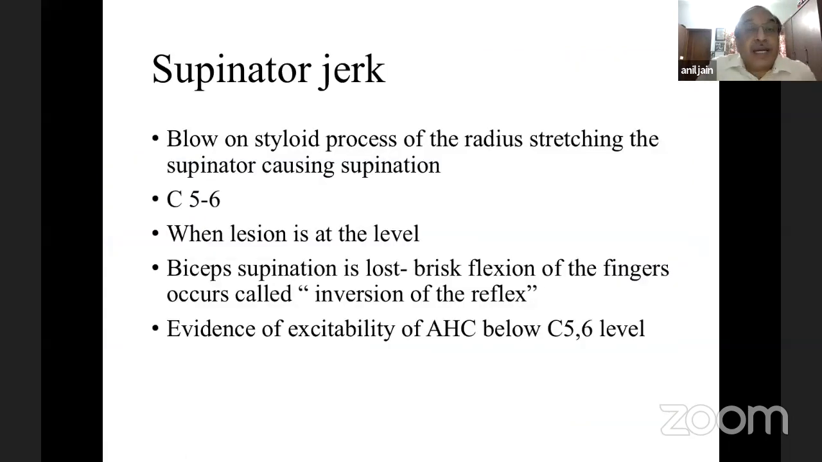Now, supinator jerk. I remember when the last time this class was going on, one of the students asked what the supinator jerk is. When you put a blow on the styloid process of the radius, generally there is a supination of the forearm as the response. Now, when there is a lesion at C5, 6, then biceps and supination are lost and there is a brisk flexion of the fingers, which is called inversion of the reflex. And that is the supinator reflex. An inversion of the supinator reflex denotes a lesion at C5 and C6.